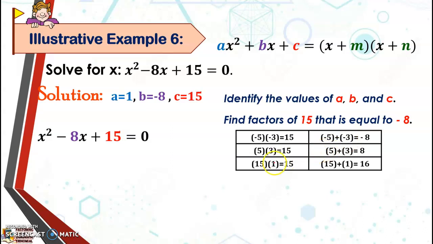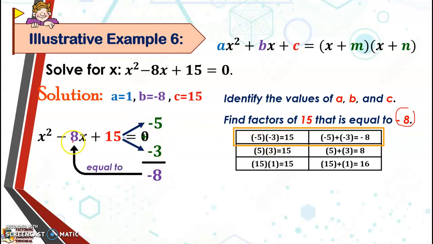Yes. So if you add these two factors in the first one, there's negative 5 plus negative 3, that's negative 8. 5 plus 3, that's 8. 15 plus 1, 16. So we are going to look for negative 8 man. So among the three, we only have the first row. So we're going to use the negative 5 plus negative 3. Alright, so if we add this together, we will have negative 8.